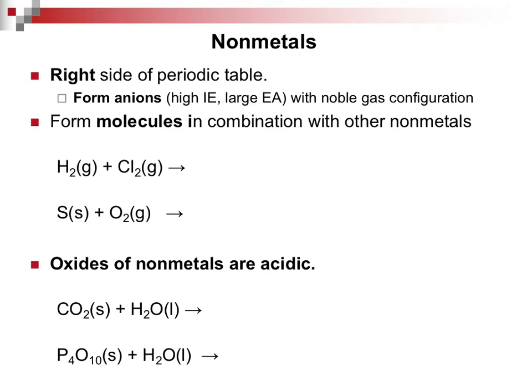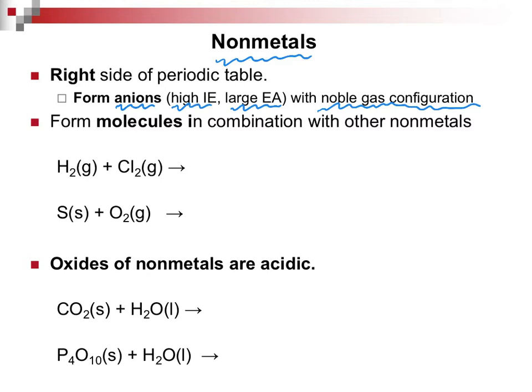What about those nonmetals? Well, the nonmetals are on the right-hand side of the periodic table, and they form anions. In the beginning of this chapter, we showed that they have a high ionization energy, a large electron affinity, and they form a noble gas configuration. These are the facts. So now let's give you some typical reactions for molecules.